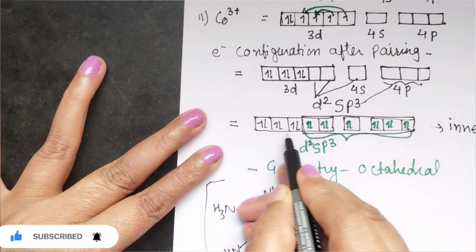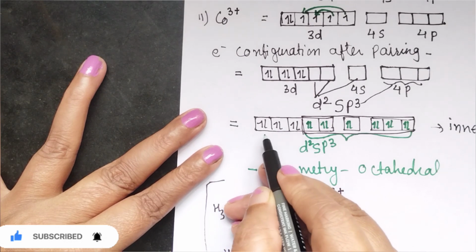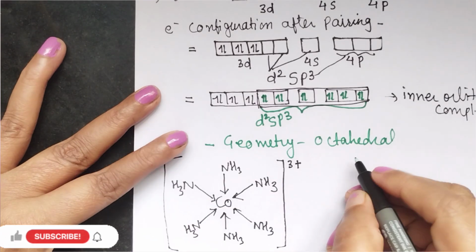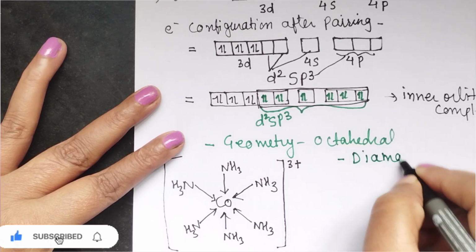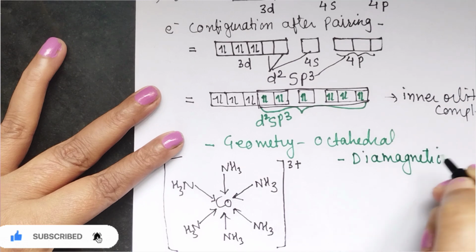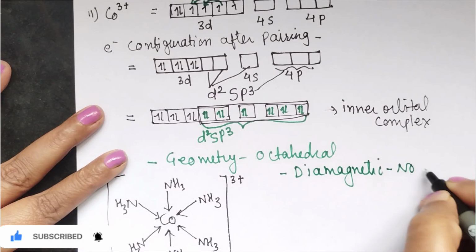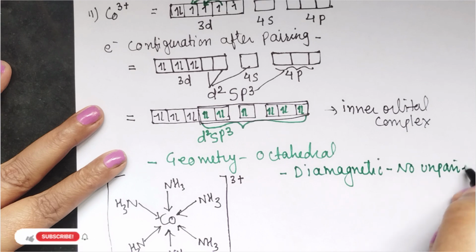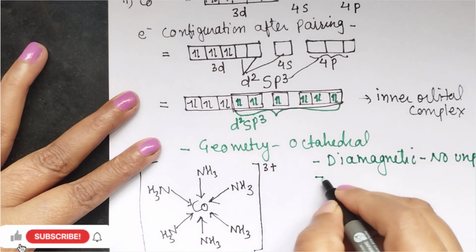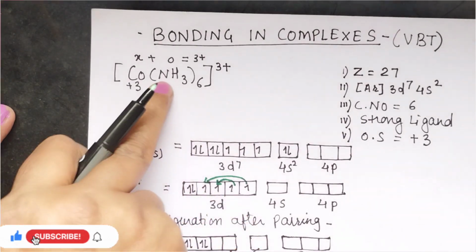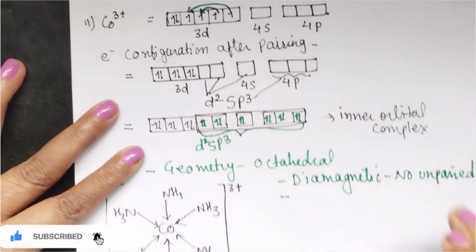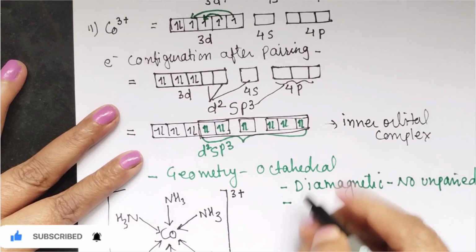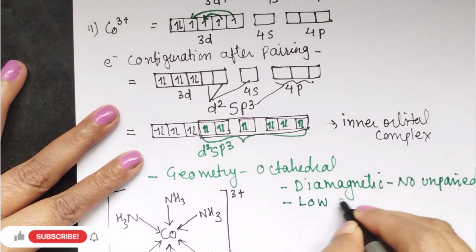Second important thing, students: are there any unpaired electrons present? No, there are no unpaired electrons, and therefore the magnetic nature is diamagnetic. Why is it diamagnetic, students? Because no unpaired electrons are present. Now next, the type of the ligand: we have written it is a strong ligand, and therefore being a strong ligand, we call this particular complex a low spin complex.